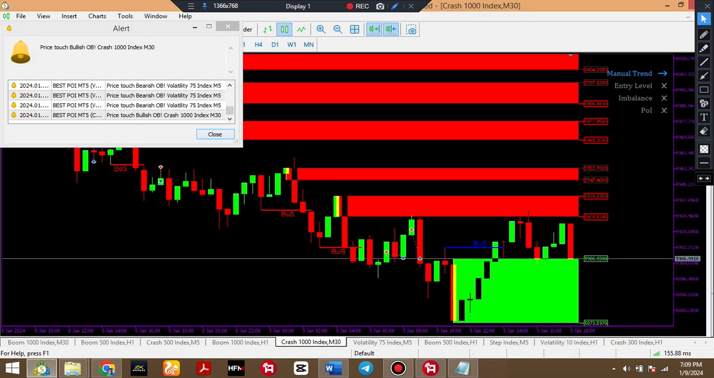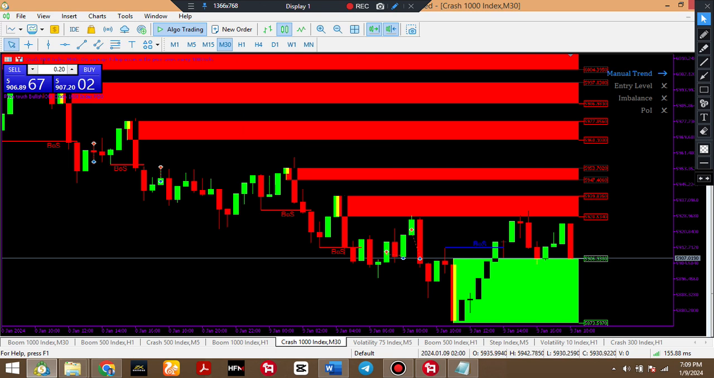Good. Now this is the software I'm talking about. I don't do the marking. You can see the BOS. I believe you can see. You can see break of structure here.